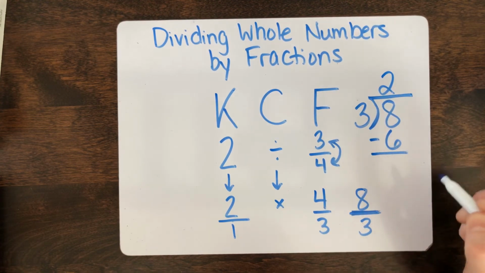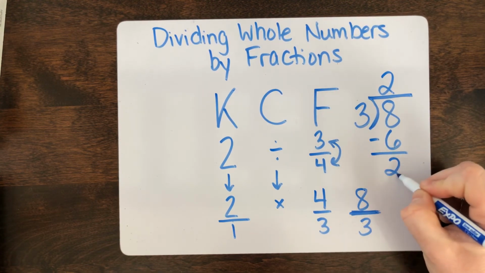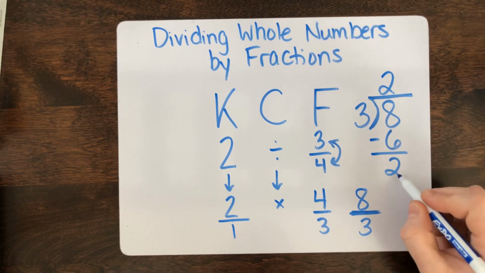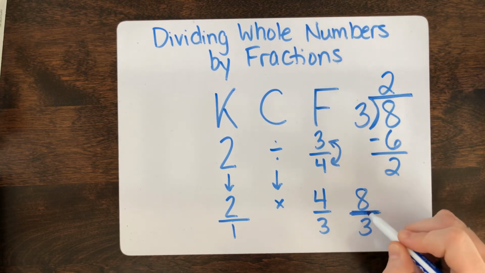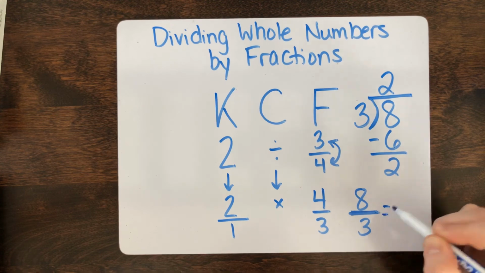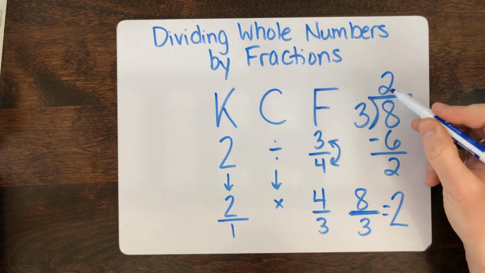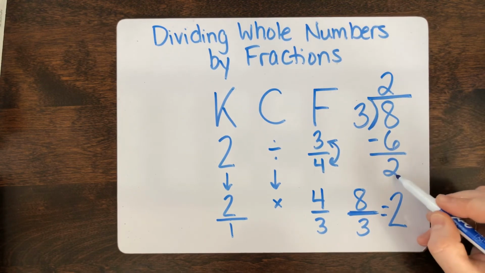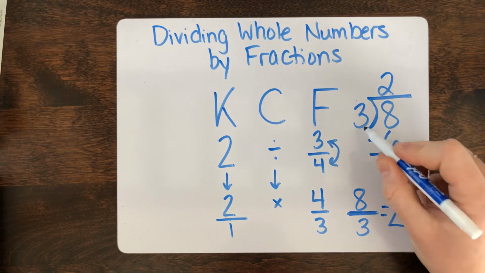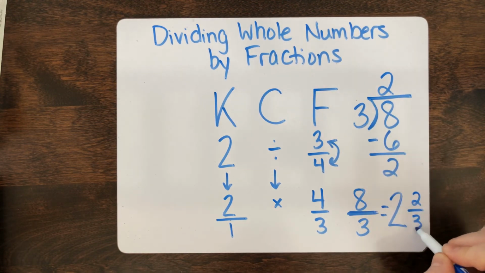We subtract 8 and 6, and we get 2. Now 3 can't go into 2. We're just going to leave that remainder. So 8 divided by 3, or 8/3, it goes in 2 whole times with a remainder of 2 out of 3.